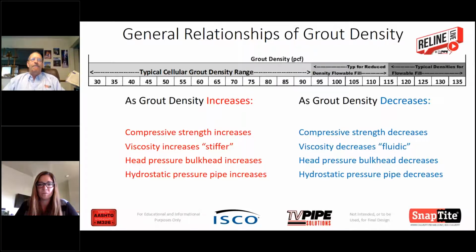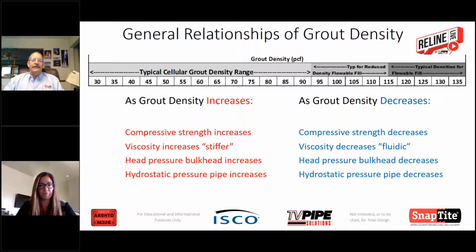Now, if you use admixtures such as BASF and RealCell and those kind of deals, they're relying on a chemical reaction process to put air or voids inside that flowable fill. And you're really going to have problems getting below 100 to 110 pounds per cubic foot using those bag mixtures, from my experience. As a general rule, as your grout density increases, your compressive strength is going to increase.